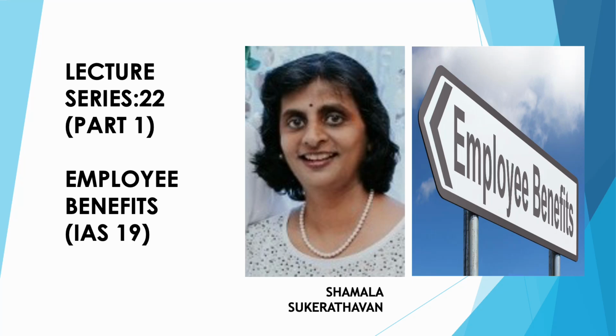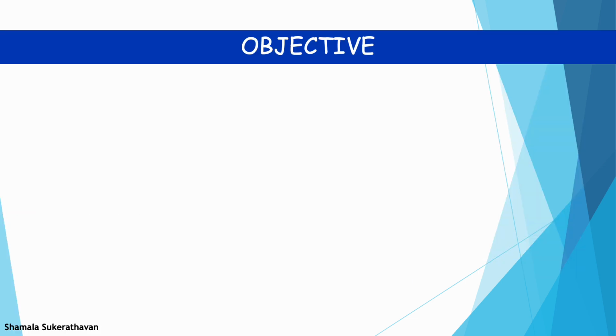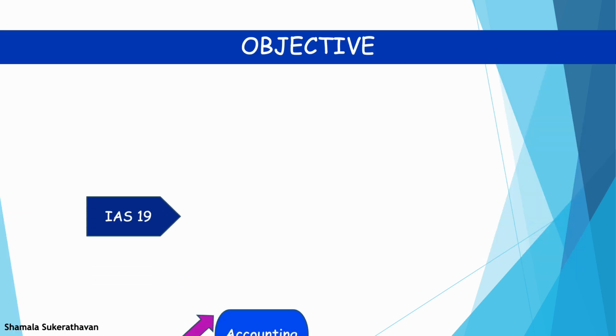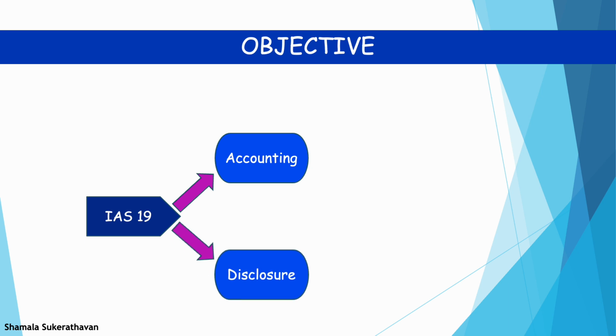Hello there. Lecture Series 22 of Bite-Sized Corporate Reporting focuses on IAS 19 Employee Benefits. This is a 4-part lecture series. The objective of IAS 19 is to prescribe the accounting and disclosure for employee benefits.